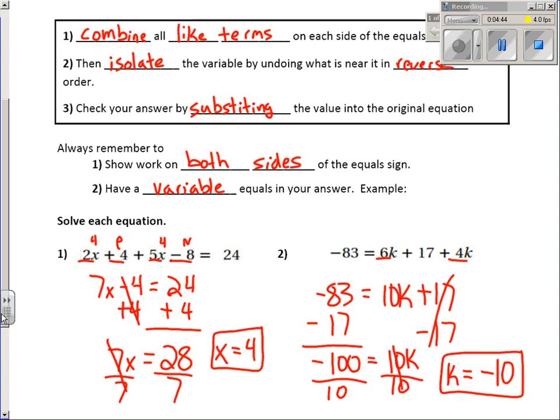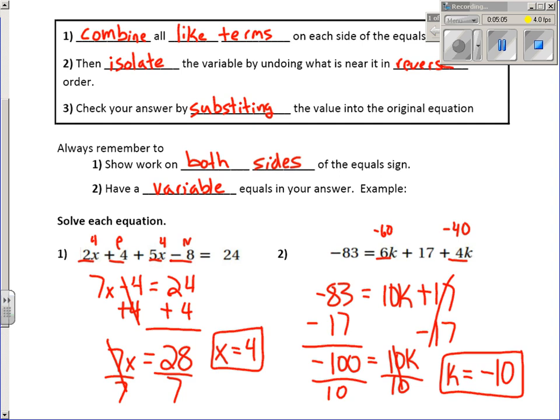Now we can check it. So when we fill in negative 10 up here for k, we get negative 60 plus 17, and this will be minus 40. So we put together the negatives first, so that's negative 100. And then negative 100 put together with positive 17 would get us negative 83, which is what is on the left side of the equal sign.